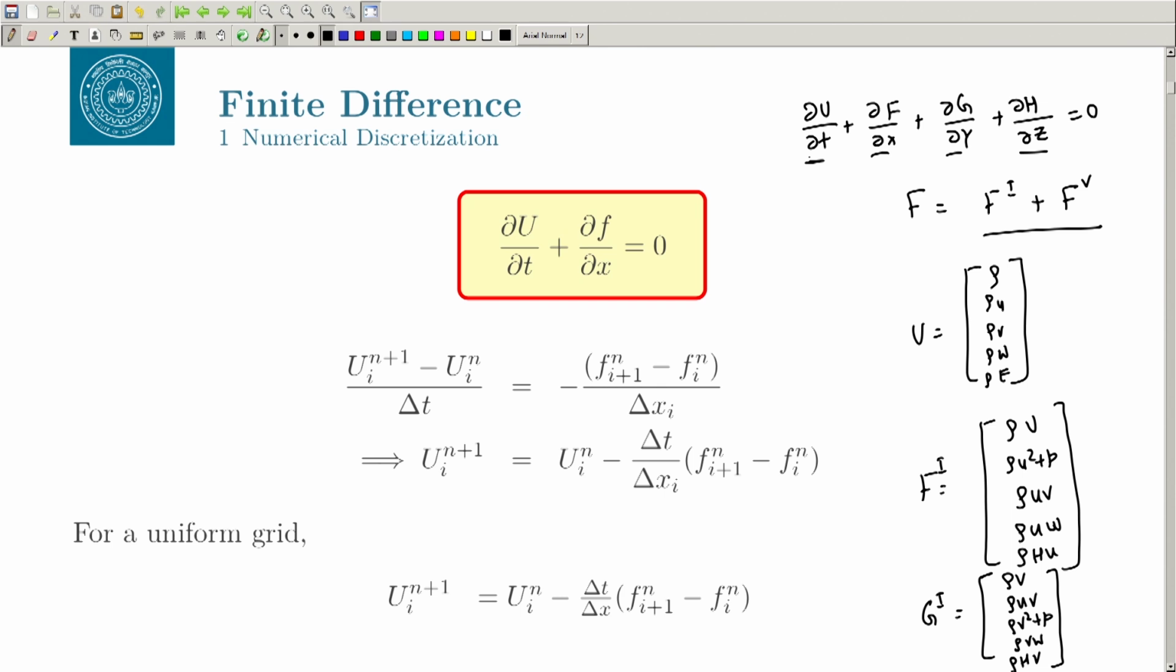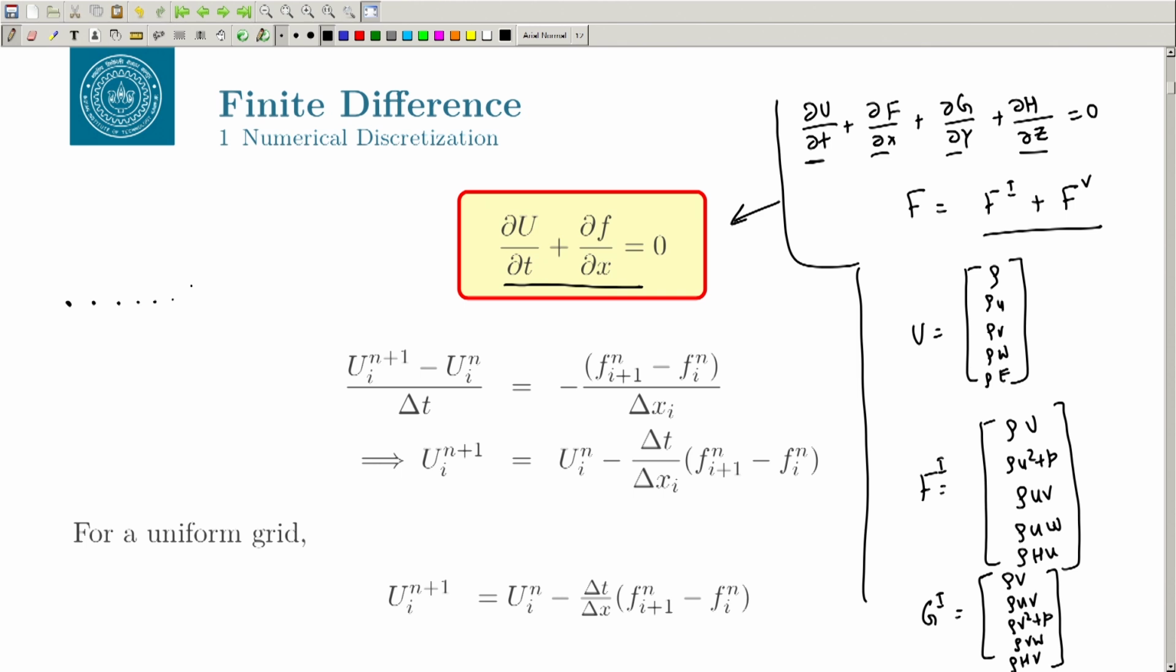Before going to this very complex form of the inviscid and viscous terms and the temporal and spatial discretization in all three dimensions, let us look at a very simple form, which essentially captures the main message of these equations, which is a simple equation del u by del t plus del f by del x equal to 0. If you want to solve this on a computer, you cannot calculate del u by del t without discretizing.